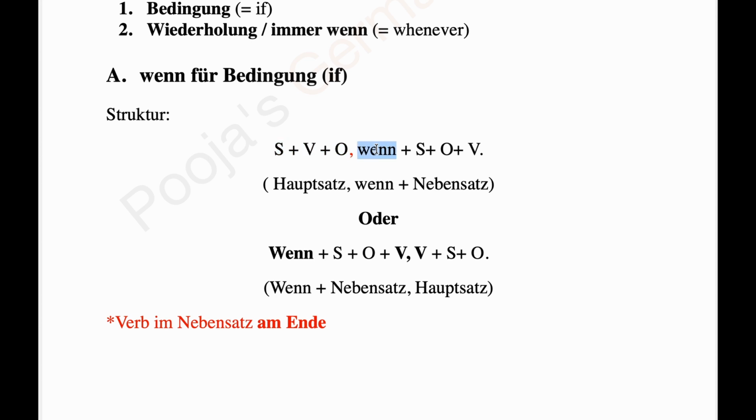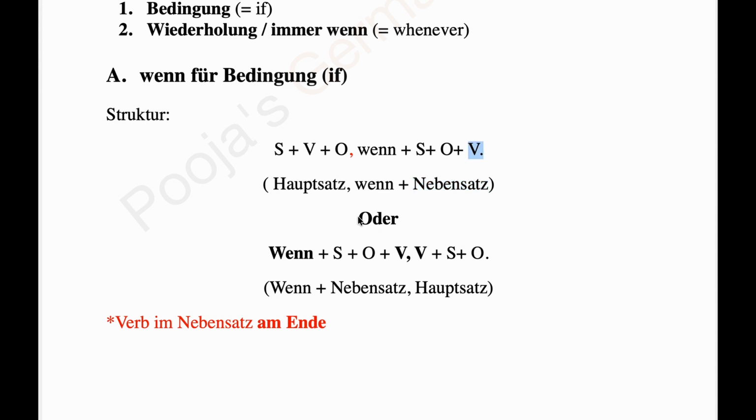We will write down our connector, and as we are putting a connector here, the conjugated verb of that sentence will go in the end. This is one sentence structure we have for the connector when, that is Hauptsatz, comma, connector, and then the Nebensatz. Nebensatz means the verb will go in the end.